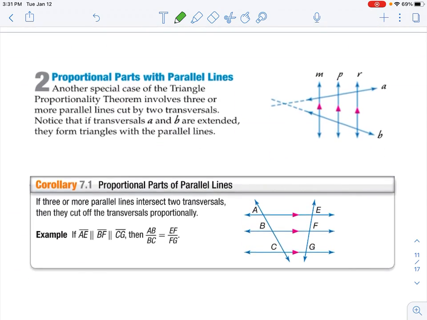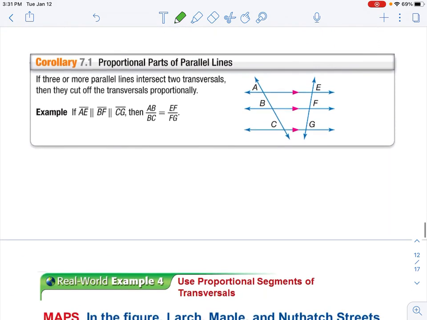All right, part 2. Really actually quite similar to part 1. We have proportional parts of parallel lines. So another special case of the triangle proportionality theorem involves 3 or more parallel lines cut by 2 transversals. Notice that if transversals A and B are extended, they form triangles with the parallel lines. That's why it's very similar to our previous examples.